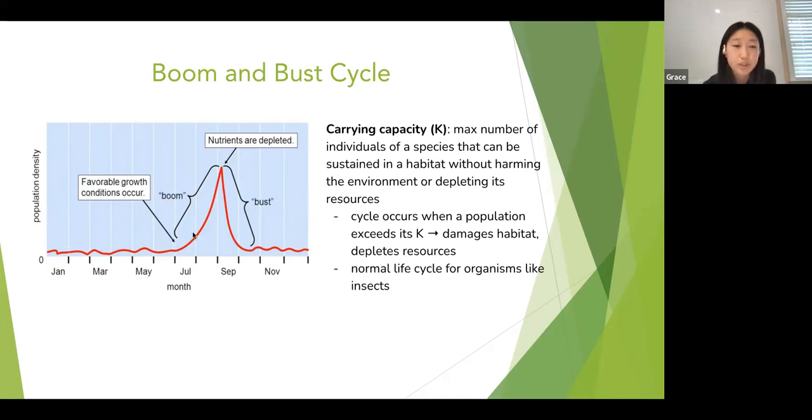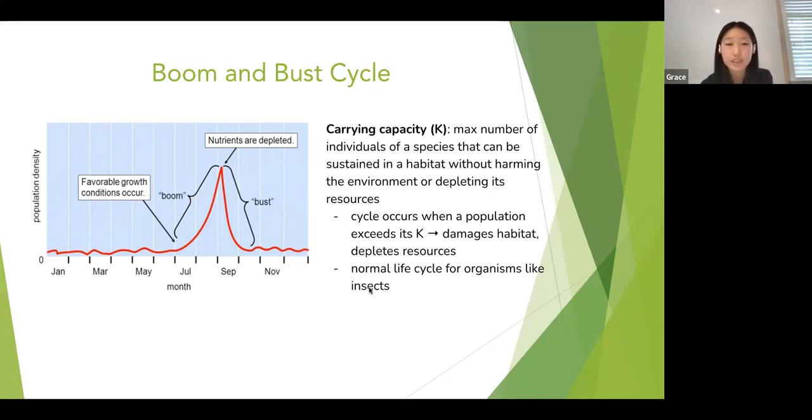And that's exactly what happens in a boom and bust cycle. The species will go through exponential growth, which is the boom part of the cycle, and it'll reach a point where it has crossed the carrying capacity, or the K, and then the species will dramatically and very quickly decrease, which is the bust, as you can see in the graph. And that's because the nutrients are depleted and it's harmed its environment.